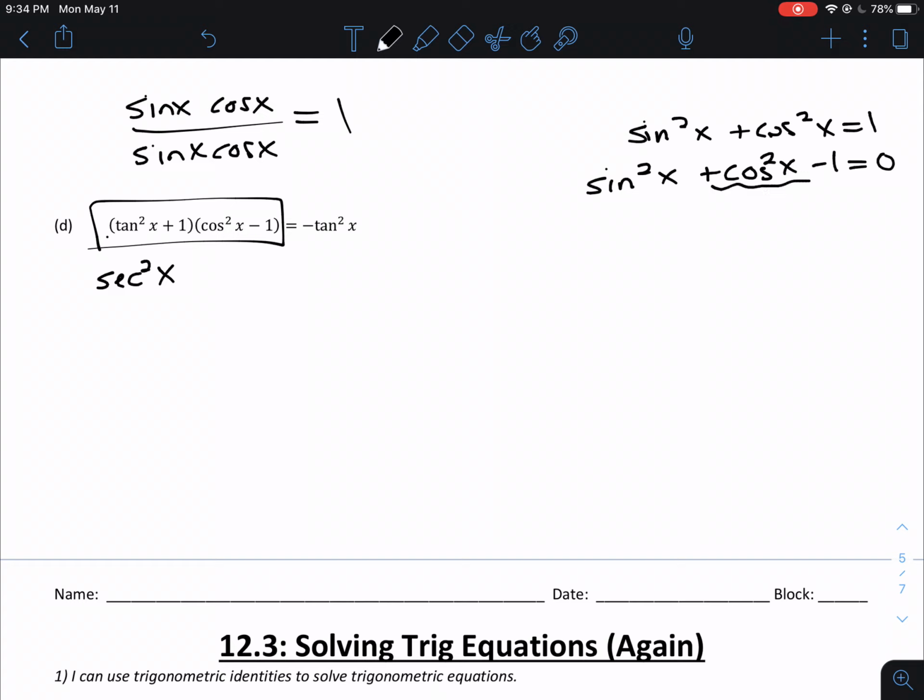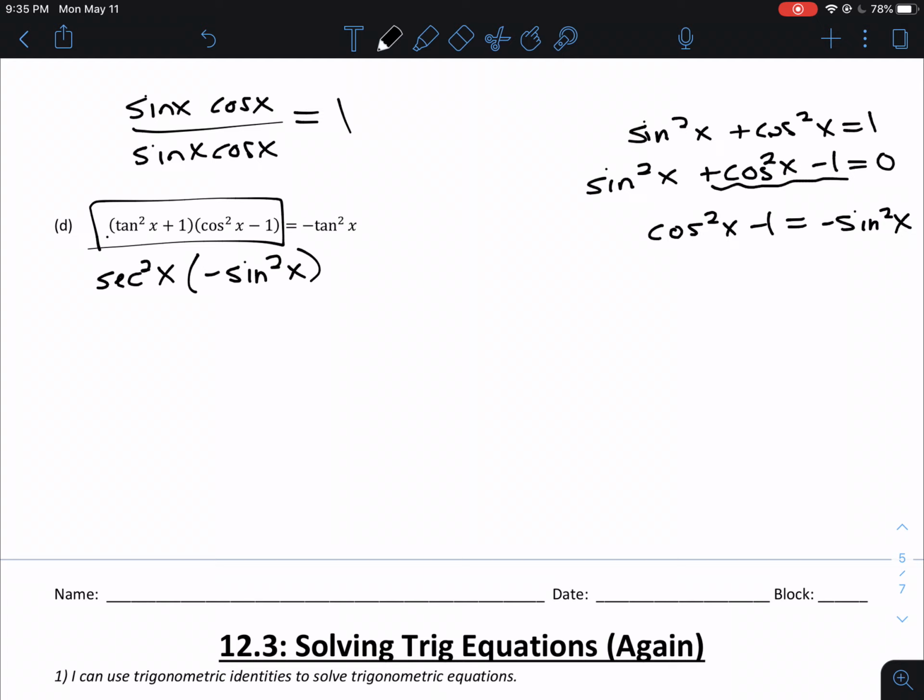But now I want to get cosine squared x minus 1 by itself. So let's subtract the sine squared x over. That tells us that cosine squared x minus 1 is equal to negative sine squared x. So that's not really a Pythagorean identity, at least right off the bat. But using the Pythagorean identity, we can now replace cosine squared x minus 1 in this equation with a negative sine squared x. So you might have to do a little bit of rearranging in some equations to get it to work the way you want it to.